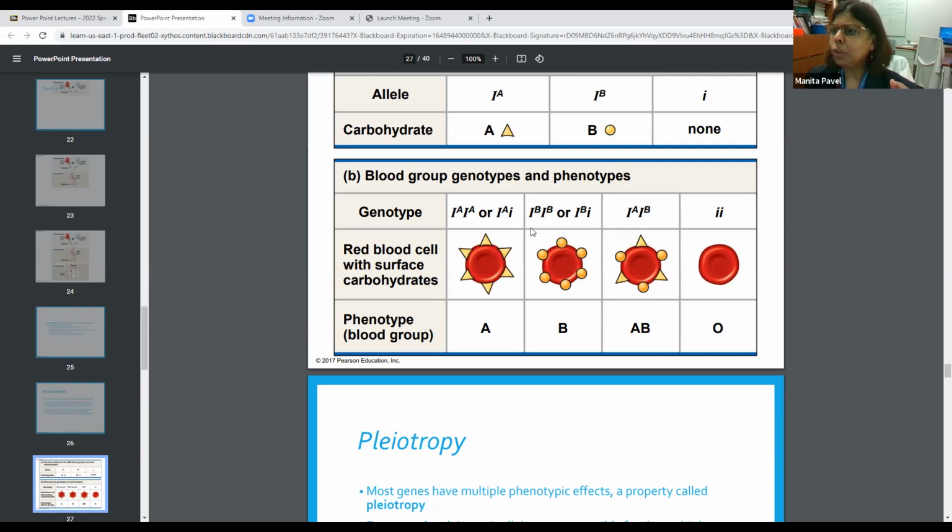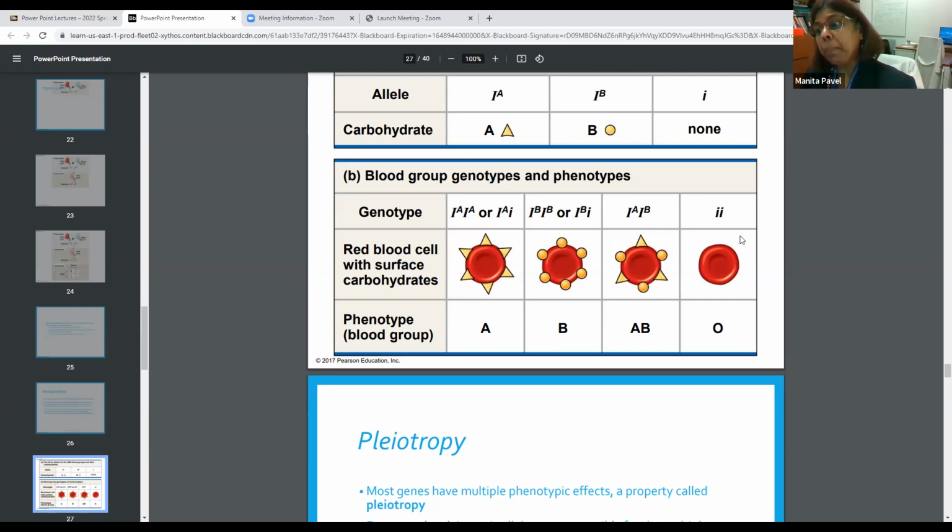So how do you write the genotype? IB IB, or IB lowercase i? If you are blood type AB, you have both A and B carbohydrates attaching, so you would only write IA IB. I am blood group O. Blood group O individuals are called the universal donors. So I have no carbohydrates attaching, so my genotype is lowercase i, lowercase i.